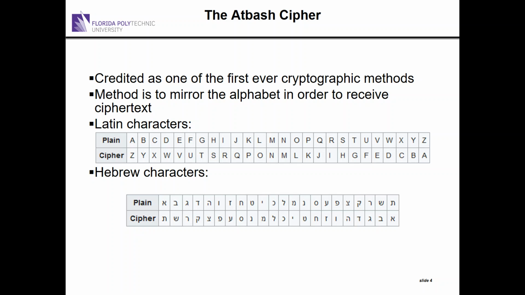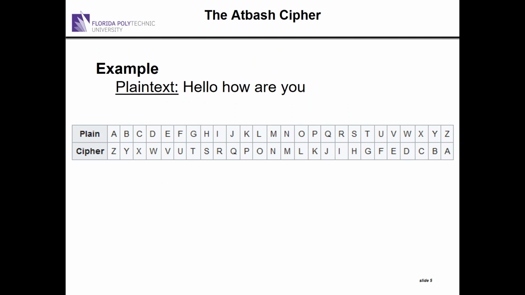Let's try a quick example. If we want to say, "Hello, how are you?" in Atbash, we would mirror the alphabet and find the characters that correspond to the characters in our plaintext. So H would map to S, E would map to V, and so on and so forth. And we would end up with a message that looks like this. SVOOL SLD ZIV BLF.